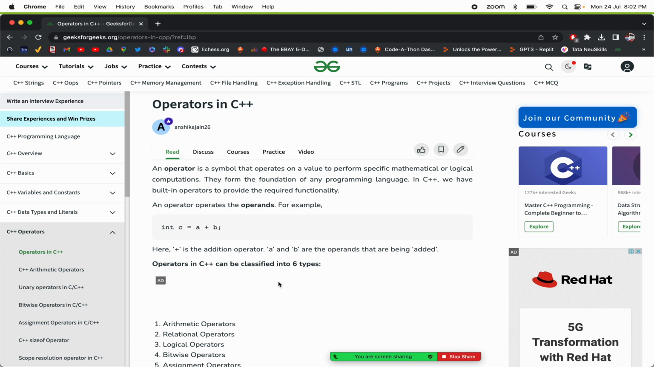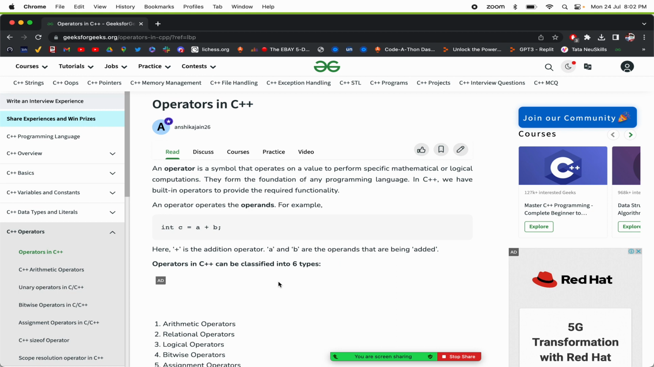In C++ we have built-in operators to provide the required functionality. Built-in operators means that C++ provides these operators for us to use. An operator operates on the operands, like the plus operator, which adds the first operand and the next operand. So if you have a plus b, it will add a and b.